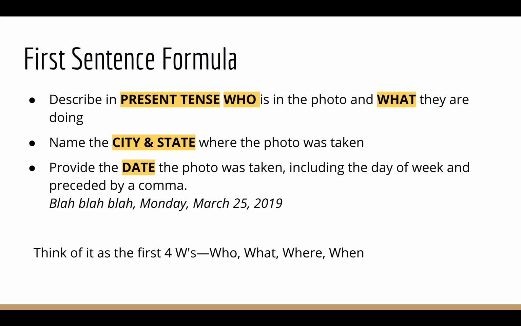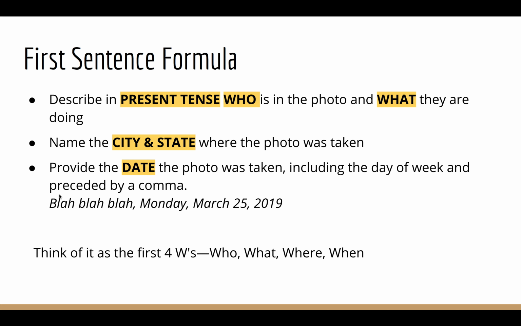Okay, so as far as the person's concerned, what's happening in the photo is happening live in front of them. Even if it's done in the past, obviously, we would still write it in the present tense. We have to say who is in the photo and what they are doing. So that is kind of the obvious thing, but we should obviously add in a little more context. We're going to put the where in the form of a city and state where the photo was taken. And we're going to provide the date that the photo was taken. And this is going to be very specific in including the day of the week.